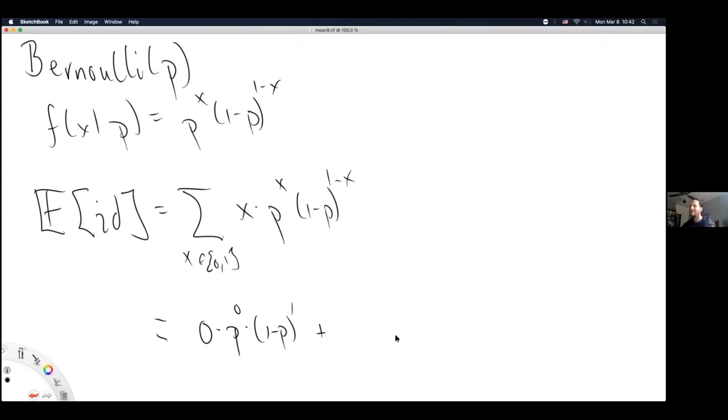What is the next term in the sum? One times p to the one. One times p to the one times? One minus p to the zero. Perfect. Thank you, Renee and Joseph, for getting answers in the chat as well. Okay, also, zero times the density function.